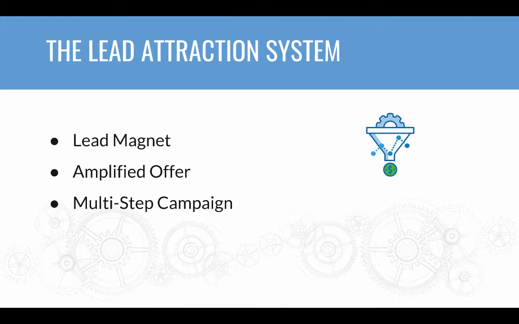Also, you want to have a multi-step campaign. If you put a message out there and it's a great amplified offer, people are looking at it, they like it, but they're just not ready to download it right then and there, they may not do it right then. So you make sure that you put your message in front of people multiple times in various formats so you can make sure that they know the offer that you have.